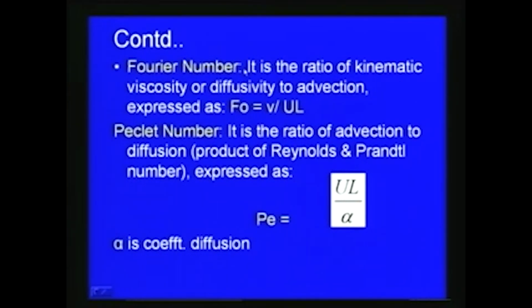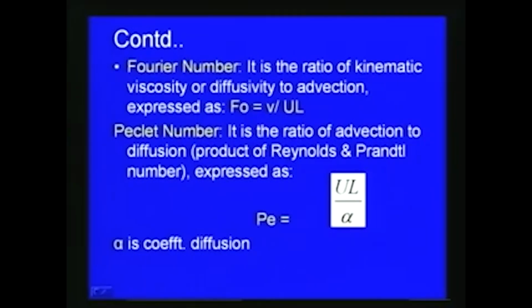And then another important number is called the Fourier number. Fourier number is the ratio of kinematic viscosity or diffusivity to advection. Here the Fourier number is defined as nu by UL, where nu is the kinematic viscosity, U is the velocity and L is the characteristic length which we consider.